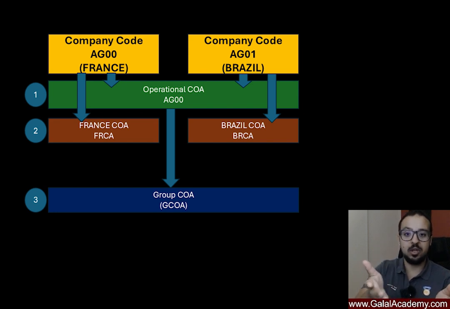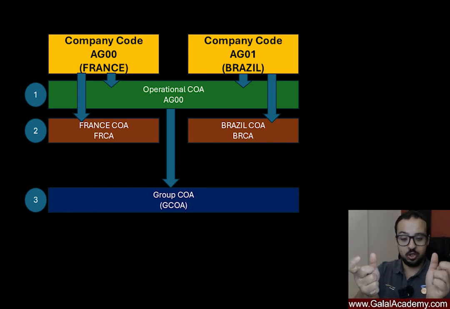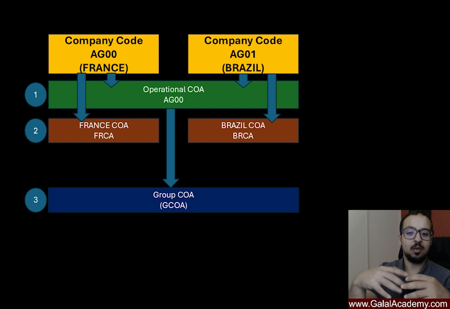So I will show you the screen. Next to each company code, we assign an operational chart of account. It can be the same as the other ones, or it can be a different one. But the business concept is usually we have one operational chart of account being used across all the group.